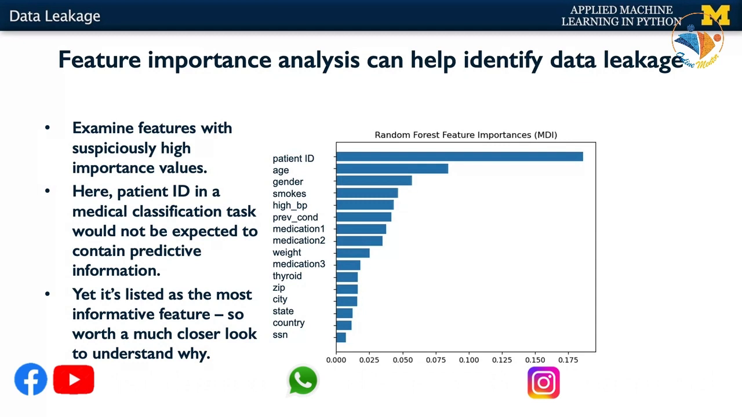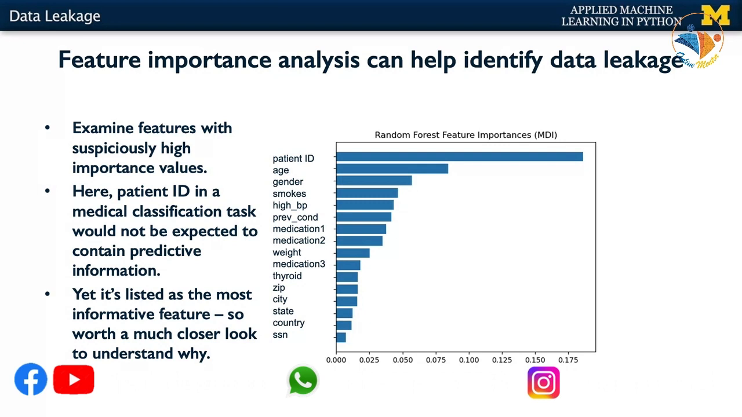You would expect that features related to health problems or demographics would have higher feature importance weights in this analysis, and that generic features like patient ID or social security number would not be expected to contain any predictive information about someone's health. But when you look at the feature importance numbers, you can see that while social security number does indeed have low feature importance, the patient ID, on the other hand, is listed as the most informative feature. That's very surprising. So that's worth a much closer look to understand why.